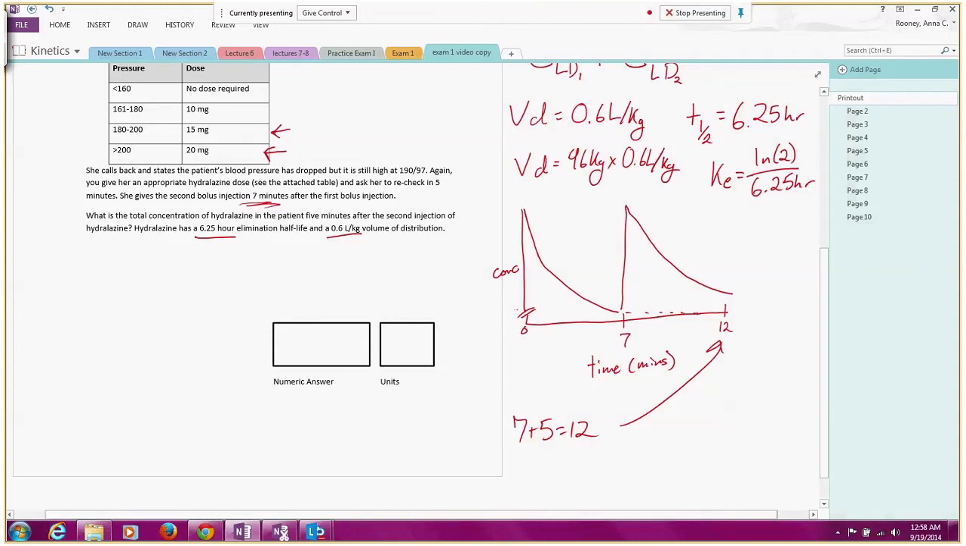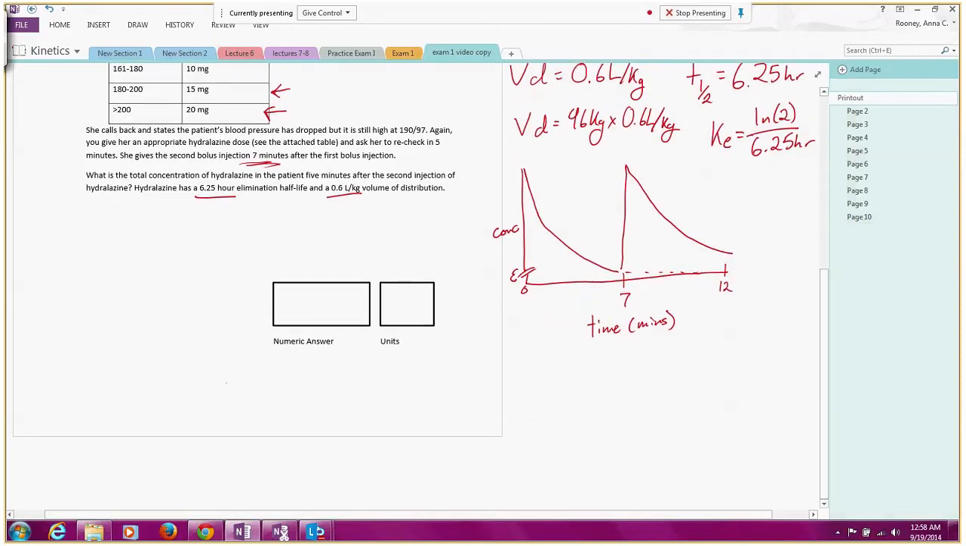Now, why did I put this little squiggly here? Well, that was just to make this easier to draw. But if you actually looked at this chart in real time, because the half-life is 6.5 hours, that's a huge amount of time, and you're doing it 5 minutes apart. So if I drew this out in real scale, I wouldn't have been able to show that. So that's why I drew it the way that I drew it.